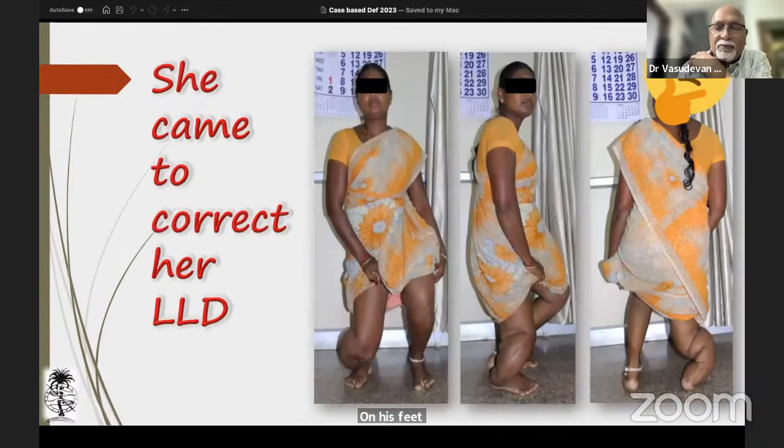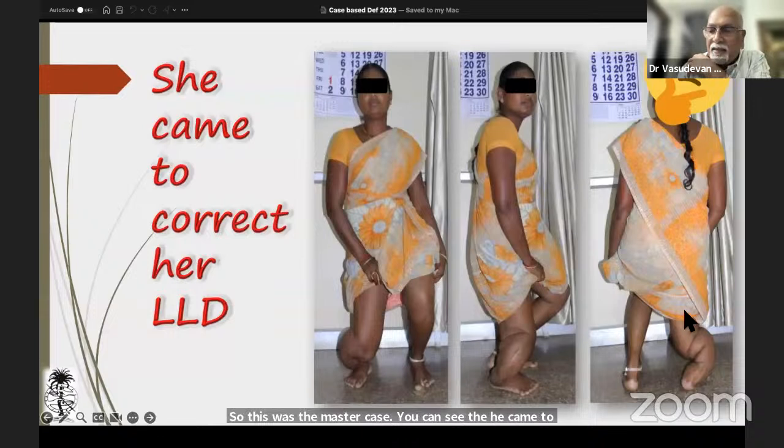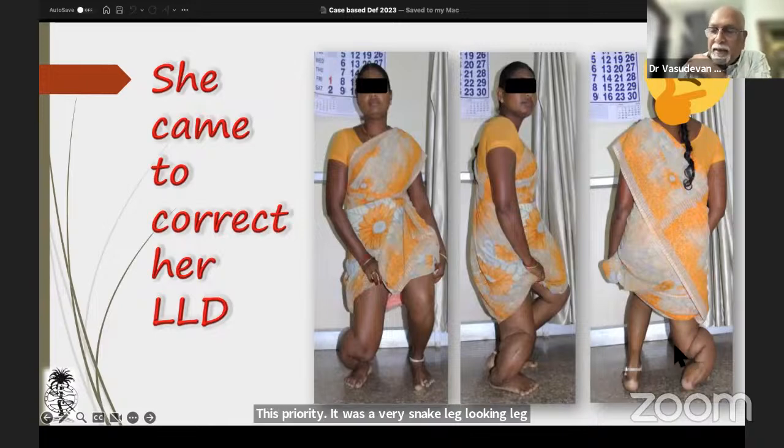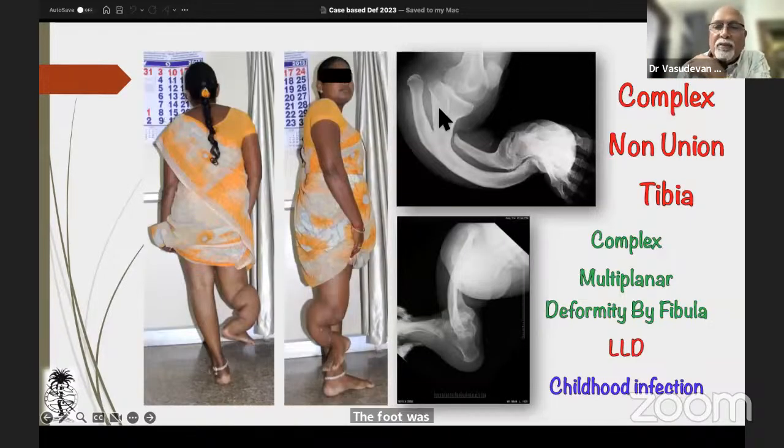So this was a master case. You can see he came to correct the limb length disparity. It was a very snake-leg looking leg. The foot was deformed with a complex deformity there. This was the X-ray of the leg. This is not only of the tibia; the fibula was healing with the proximal tibia. It was already operated. And here we can see the fibula, this is not healed. A complex multiplanar deformity of the fibula and limb length disparity due to childhood infection.